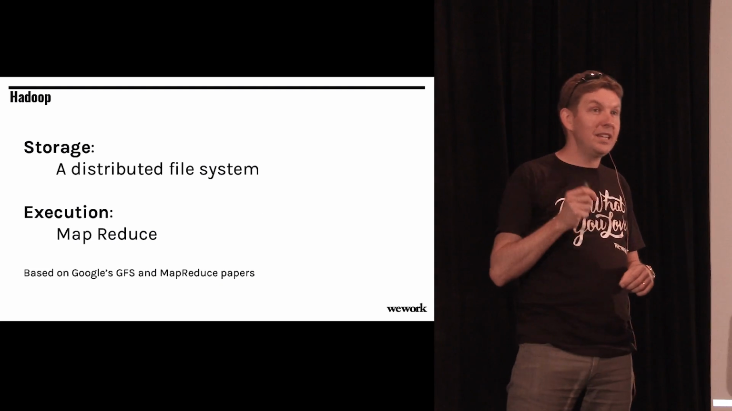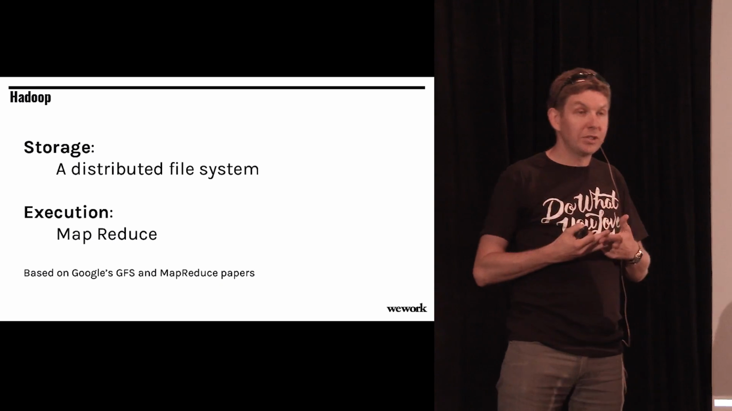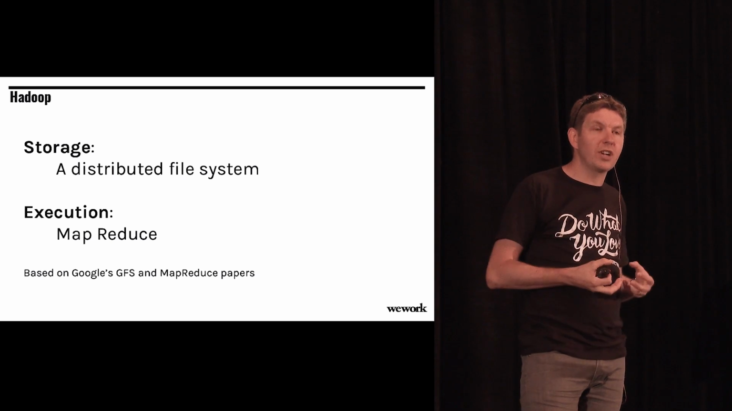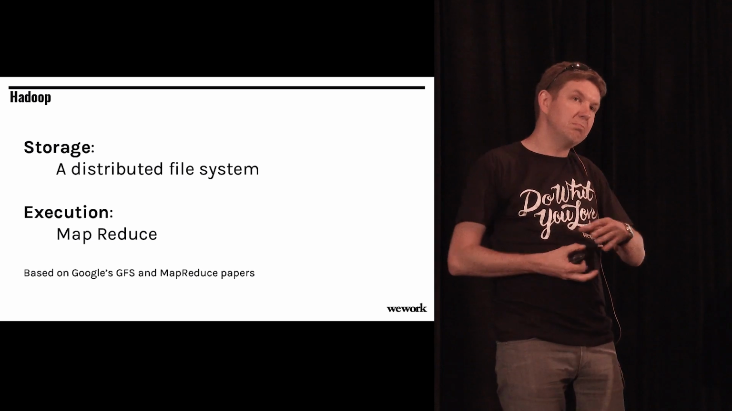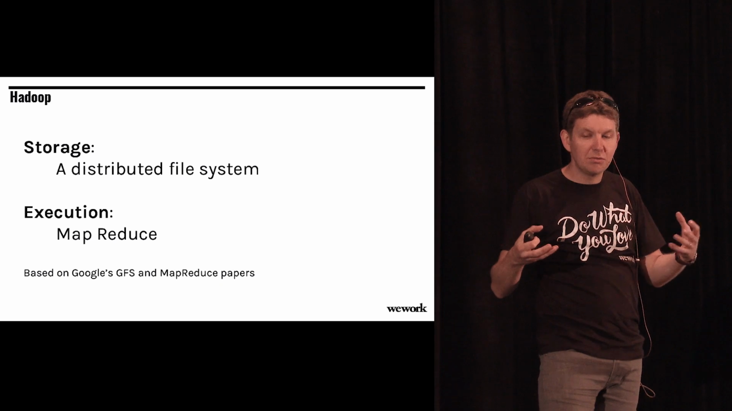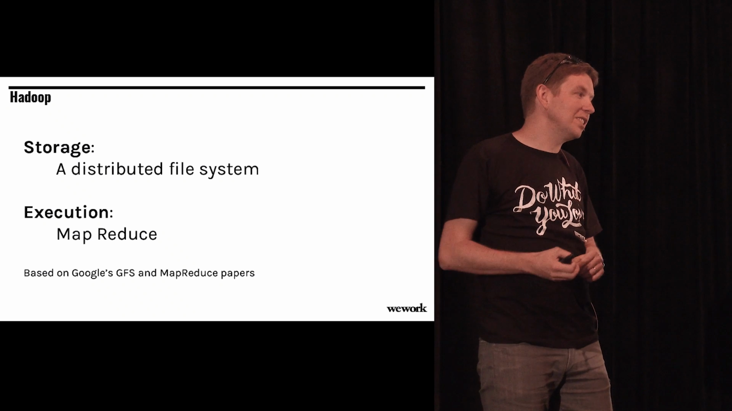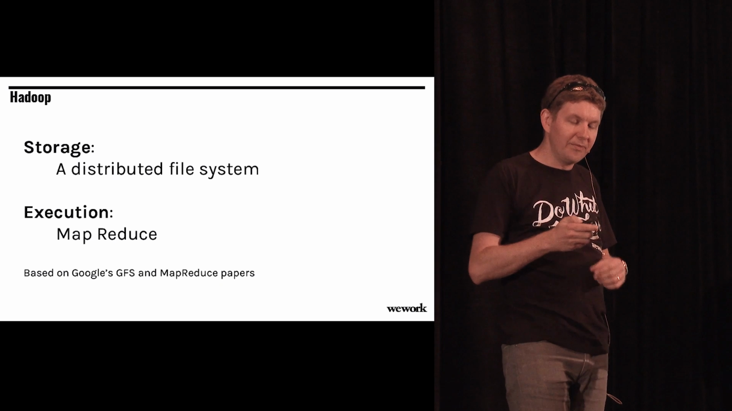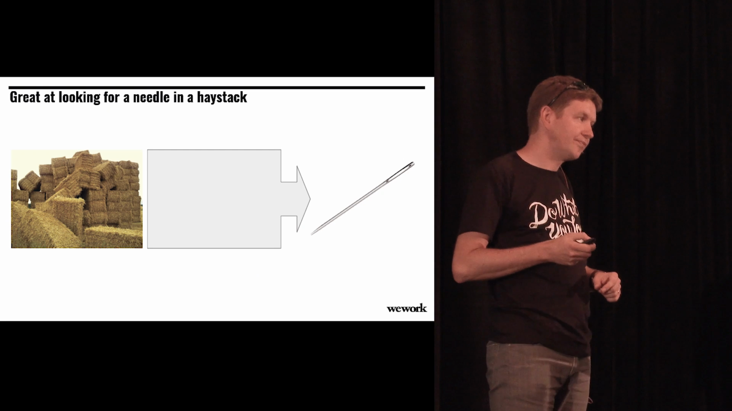So Hadoop is based on a couple of Google papers, the MapReduce paper and the GFS paper. Those are the two main abstractions that you can build with. The distributed file system, which is basically unlimited storage for whatever you want. And MapReduce, which is kind of the unlimited processing, you can throw more machines at it for processing those files. That's the basic idea behind Hadoop, and there's a lot you can do with this.